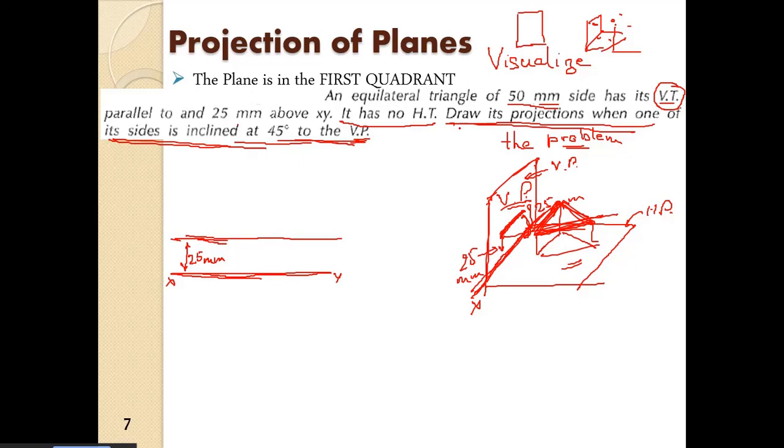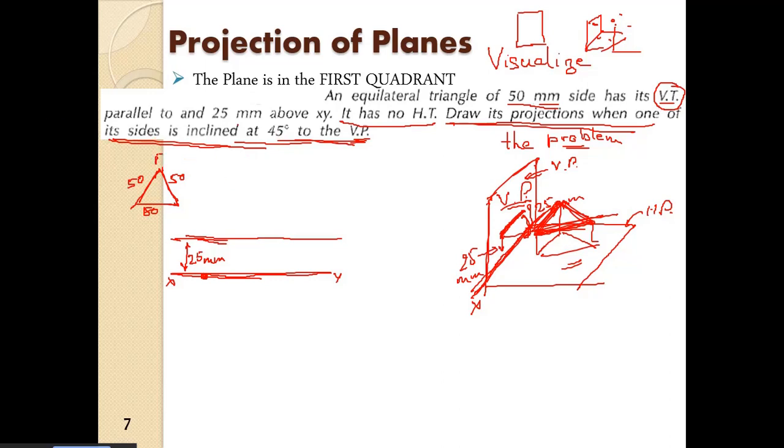And it has not given us anything about the distance of the point from the vertical plane. So what we will consider is, we will take one of the points on the vertical plane itself. All right, so we have an equilateral triangle. So all the three sides are equal, 50 mm and 50 mm. And one of its sides is inclined at 45 degree to VP.